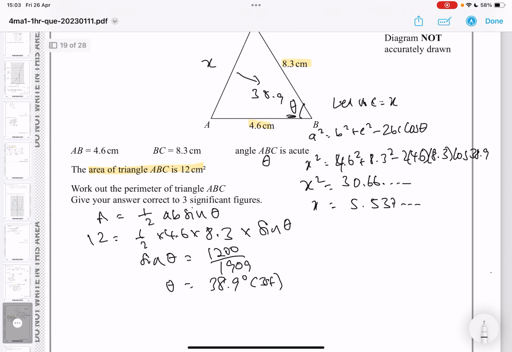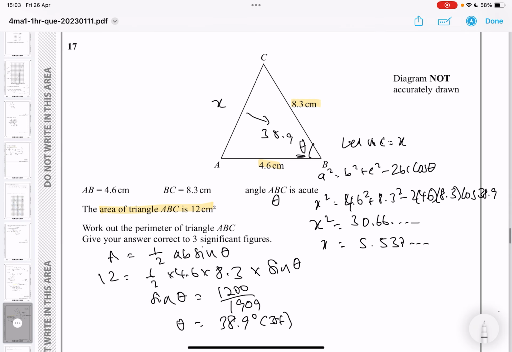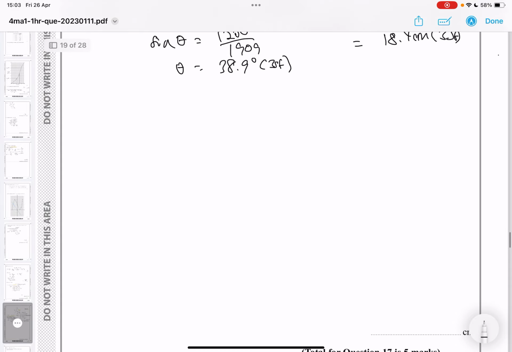Okay, so the perimeter is just adding all the three sides now. So perimeter is going to be 5.537 plus 4.6 plus 8.3. And that's going to give you an answer of 18.4 centimeters to 3 significant figures, because that's what they wanted. Okay, so the answer is 18.4.